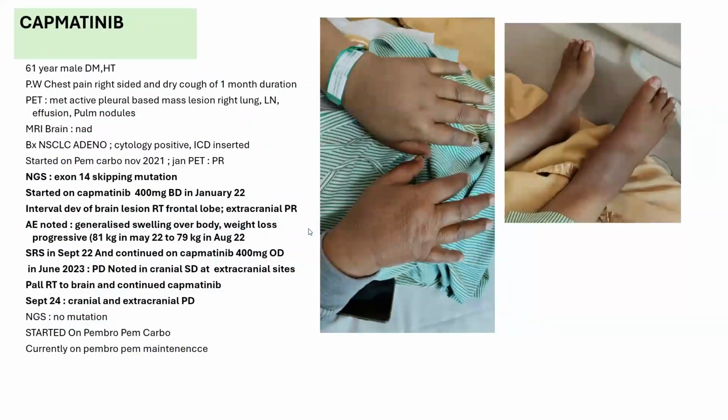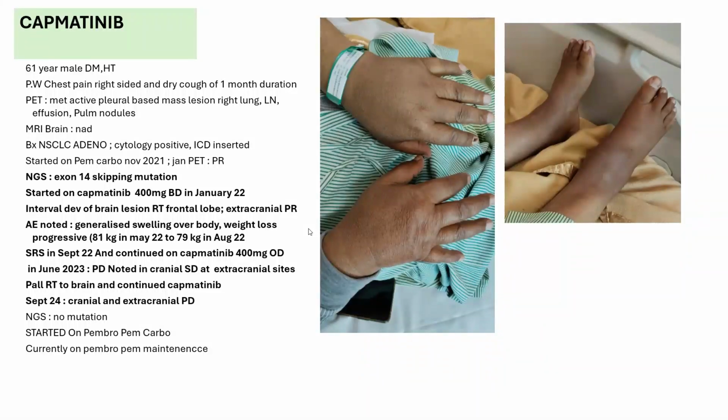So this is one of our patients, a 61-year-old male. He presented with right-sided chest pain and dry cough of 1 month duration. It was basically a metastatic disease as per the PET. There was no lesion in the baseline MRI brain, and the biopsy came as adenocarcinoma of the lung. He was started on PEM carbo.